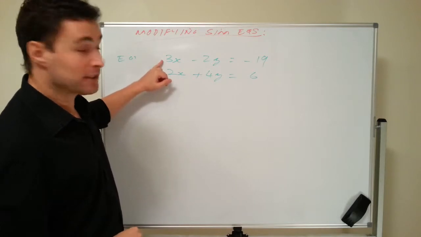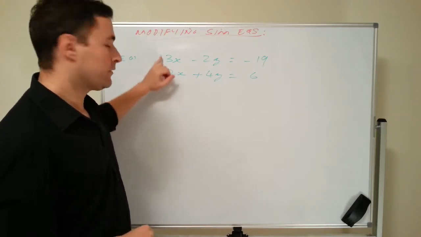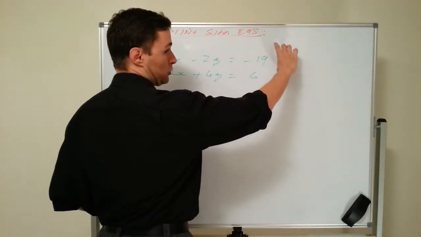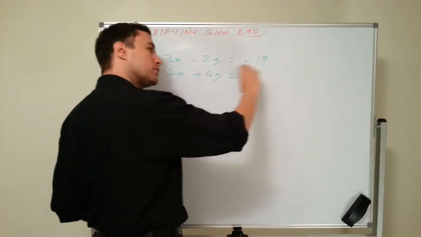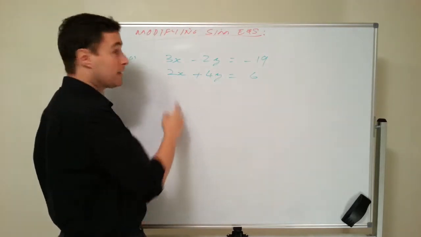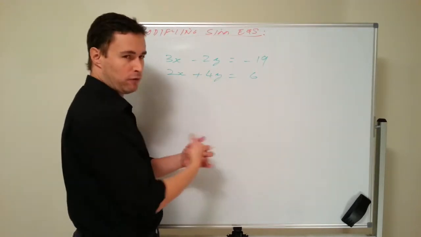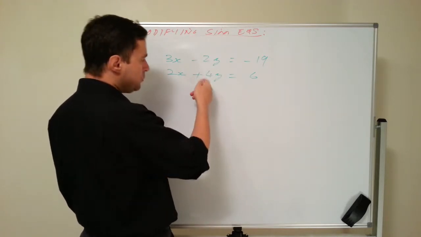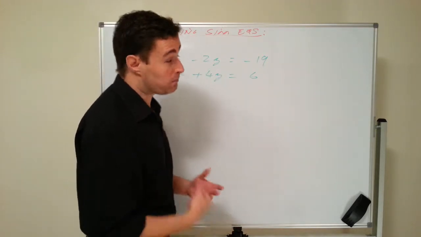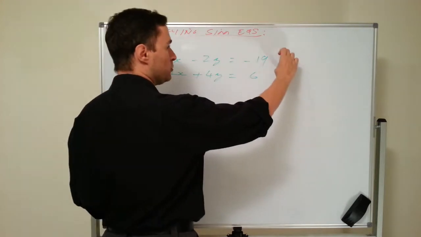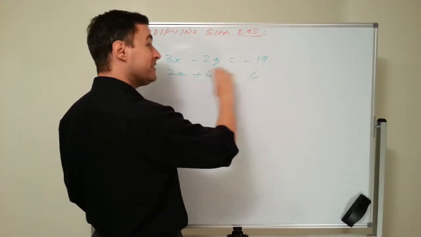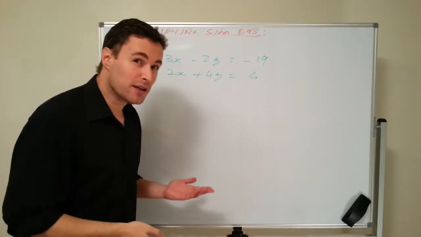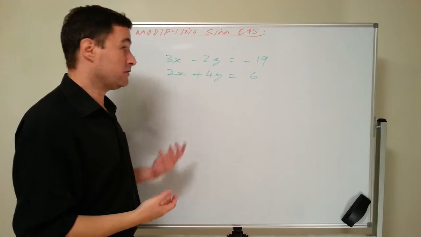If you chose the x's, what can I make 3 and 2 into? I can make them both into 6. So I could times this whole thing by 2 to make that 6x, and I could times this whole thing by 3 to make that 6x. Then the x's would cancel and I would just be left with the y's. Or I could look at the y's and say, what does 2 and 4 both go into? Well, they both go into 4. So I could times this whole thing by 2, make that 4, and I don't have to do anything to that because that's already 4. So in this case, although you could do it with the x's, it's an easier choice just to do it with the y's.